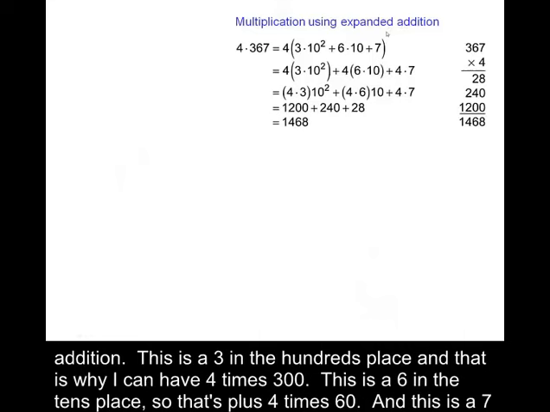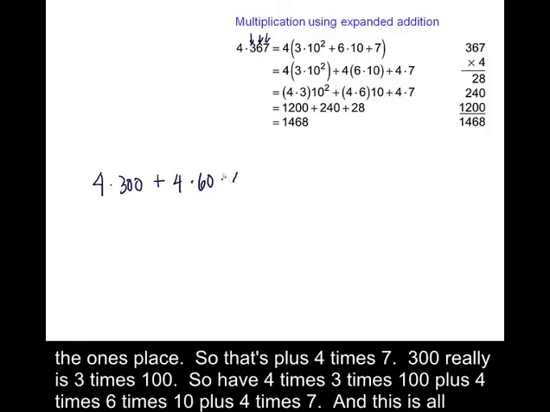Multiplication using expanded addition. This is a 3 in the hundreds place, and that's why I can have 4 times 300. This is a 6 in the tens place, so that's plus 4 times 60, and this is a 7 in the ones place, so that's plus 4 times 7.